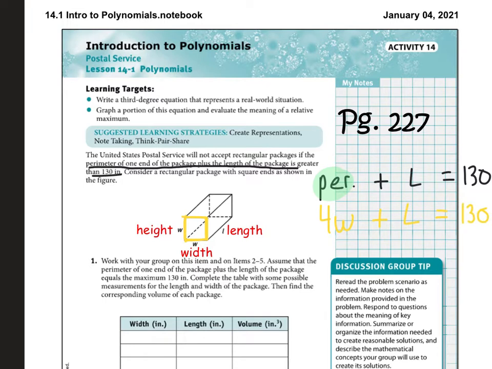I'm just going to solve that for L so we can use that in a minute. If I subtract the 4W from both sides, this is telling me that the length, or L, must equal 130 minus 4 times W. So we're going to use that equation to help us get things going in a minute. But let's just jump in and see how things are looking.